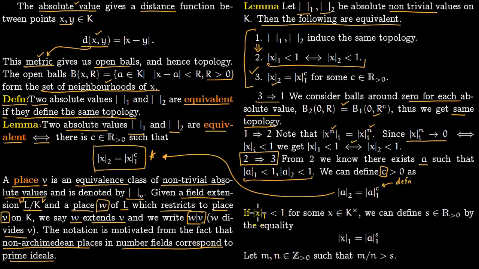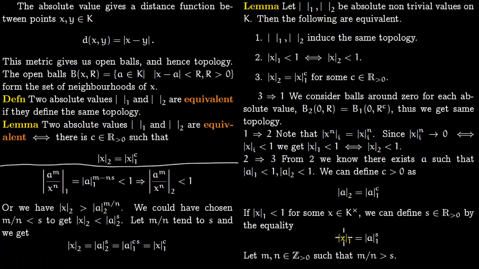Say you have taken some x whose first absolute value is less than 1 and x is non-zero. Then we can define some s, a positive real number, and you can put this equality here. Because this will be a number, you can define s so that for this particular number this is the first absolute value of a to the s. And now let m and n be two positive integers such that m by n is a rational number which is greater than s. So now we want to go from here to here.